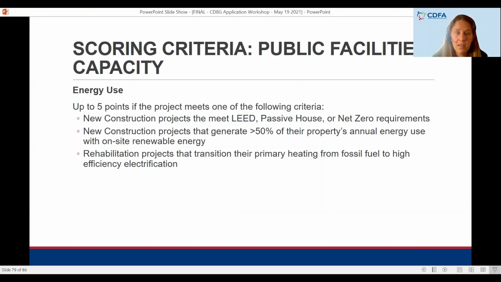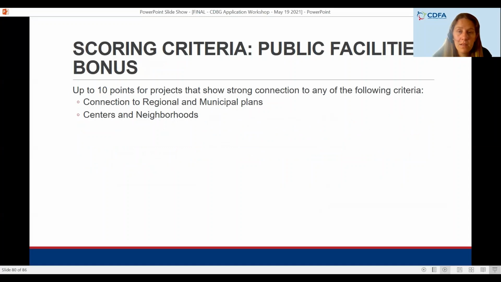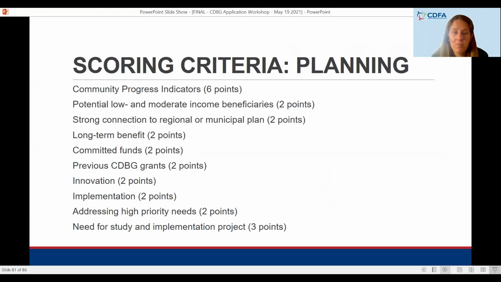Energy use. So again, we want to encourage the implementation of strong energy goals. So up to 5 points for meeting these criteria. And the 10 bonus points for projects that show a strong connection to regional or municipal plans, or that strengthen centers and neighborhoods. So that's the full 200 points for the public facilities.